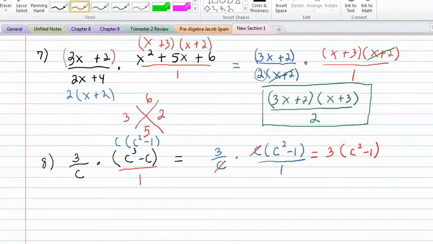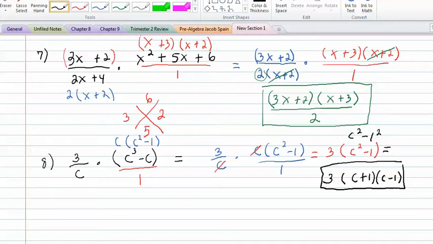Sometimes that might be where the book takes it, but I can go one step further. I can keep that 3. Do you see this hopefully as a difference of squares? Can I rewrite this as a c plus 1 and a c minus 1? And that would be my final answer.